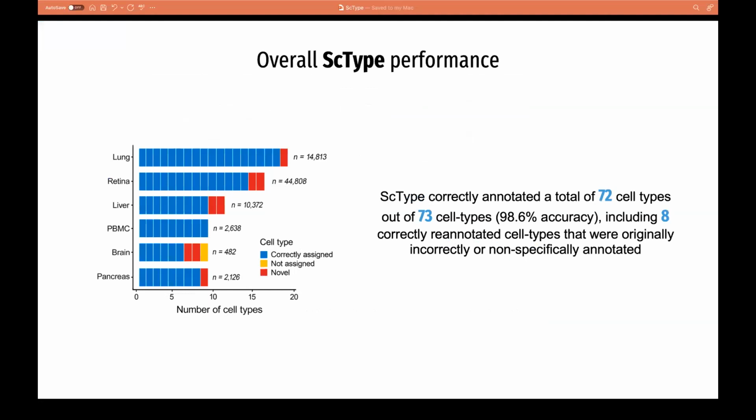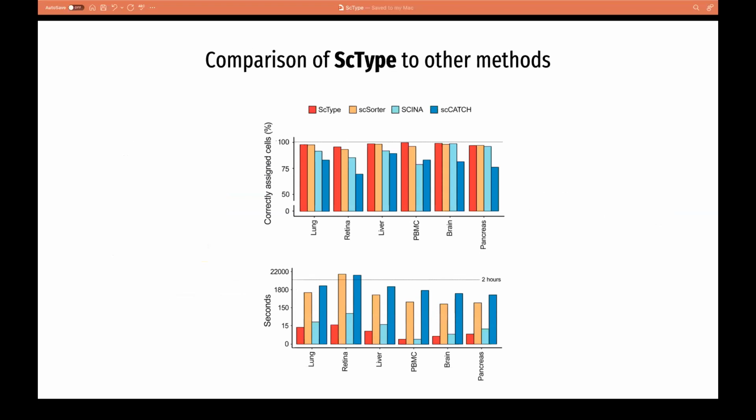So based upon this, we checked the performance of our model in published data sets. And out of these 73 cell types that we asked our model to annotate, 72 were correctly annotated, which gives us an accuracy of almost 99%. One cell type in the brain tissue was not annotated because I think the markers were not available in our database.